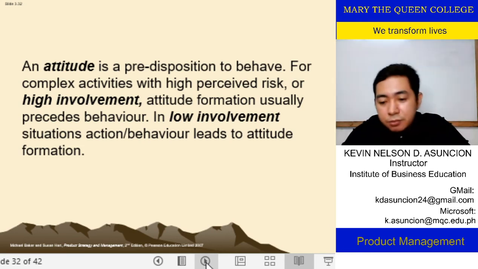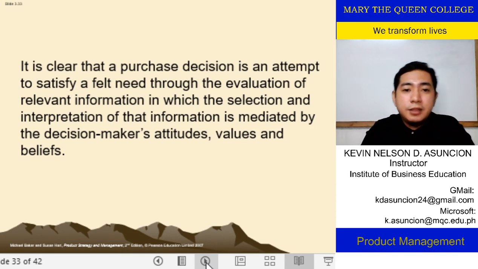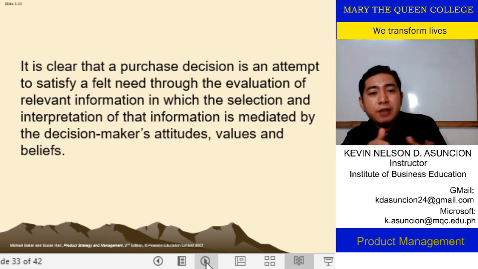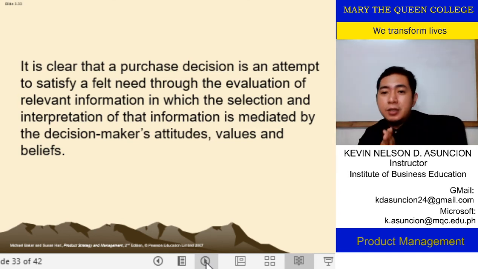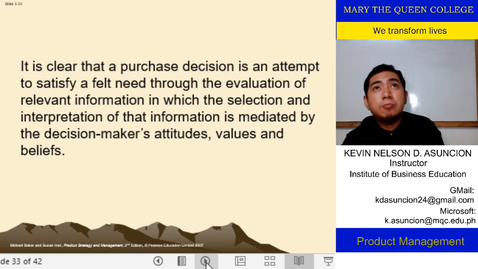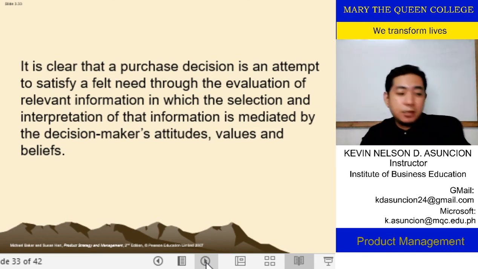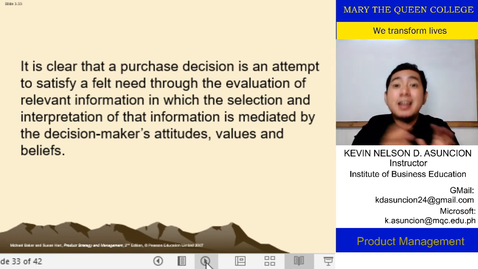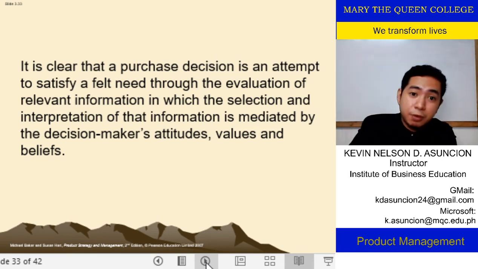Okay, so it is clear that purchase decision is an attempt to satisfy a felt need through the evaluation of relevant information. No? Again, it's a combination of all of those factors, but it might differ, and it might not be that precise. Pero you might be ending on a relative decision, no? Mas malapit o significant decision, but not perfect decision.